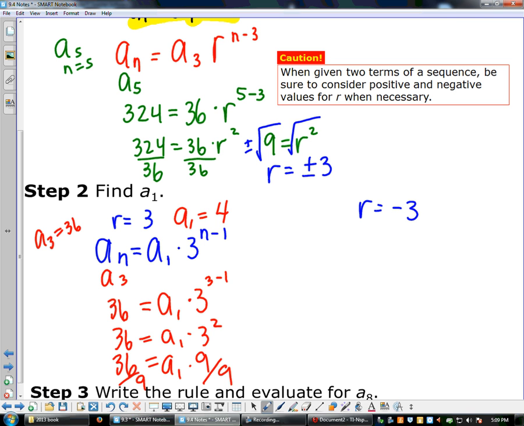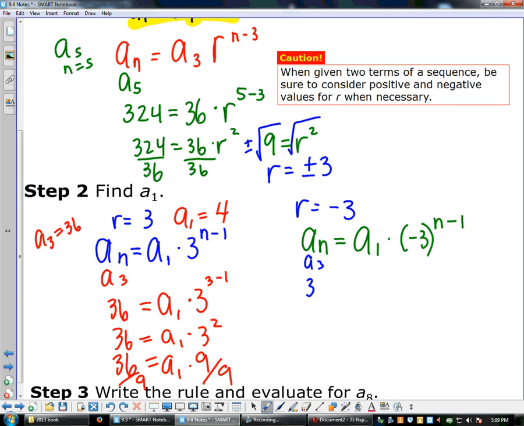Now, case 2, what if instead of my ratio being positive 3, my ratio is actually negative 3? Well, using that same formula, this time I would have a negative 3 raised to the power of n minus 1. So again, let's use that information. We know that the third term actually is 36. So the third term, 36, is equal to the first term multiplied by negative 3 to the 3 minus 1, because I use the third term there.